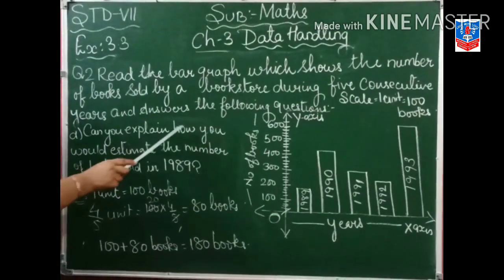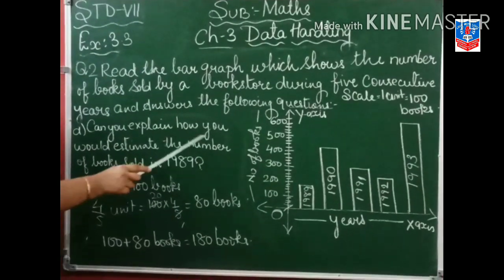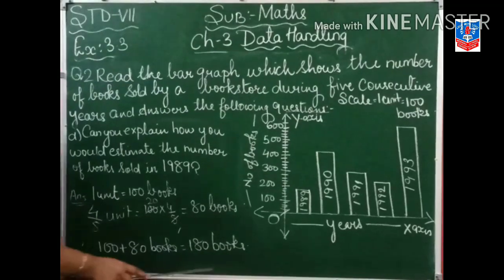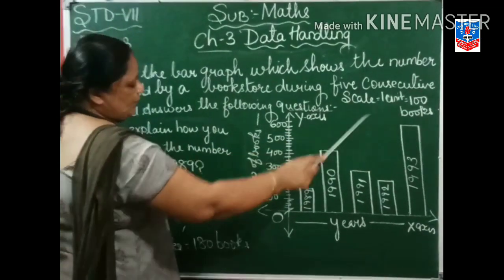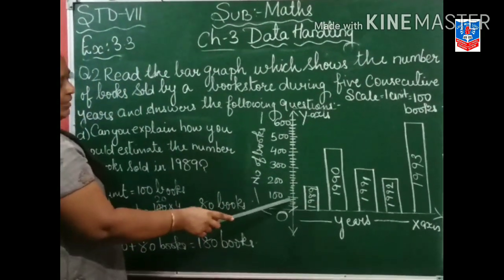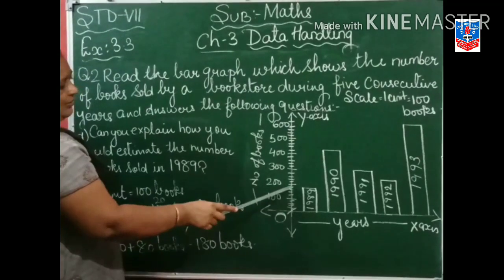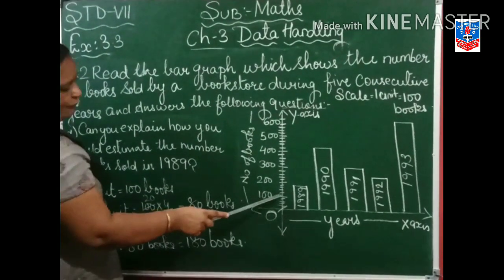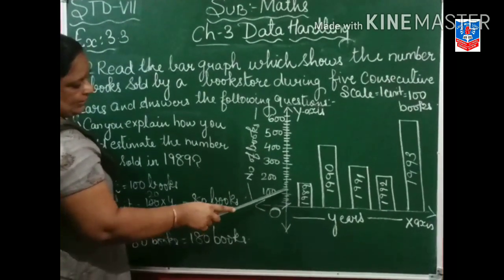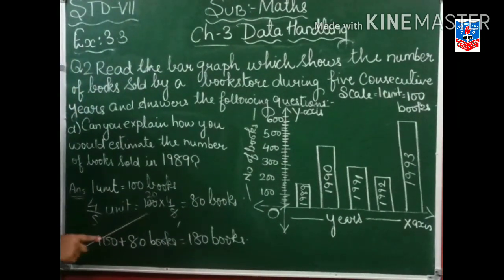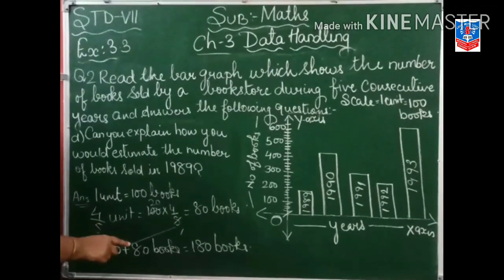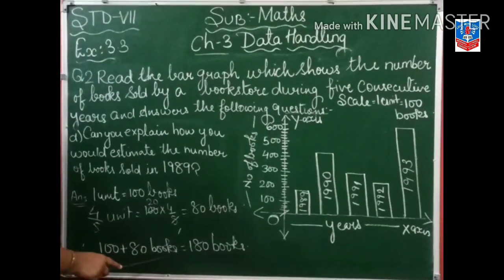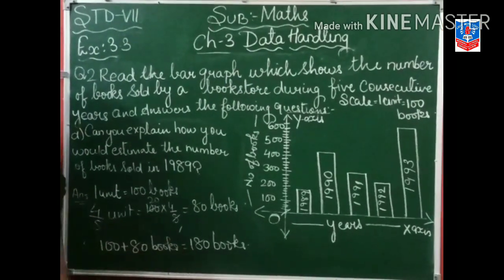Can you explain how you would estimate the number of books sold in 89? Now see here, scale is given. 1 unit is equal to 100 books. Now 4 by 5. See, there are 4 lines here between. So 100 into 4 by 5 is equal to 80 books. So 100 plus 80 books is equal to 180 books.